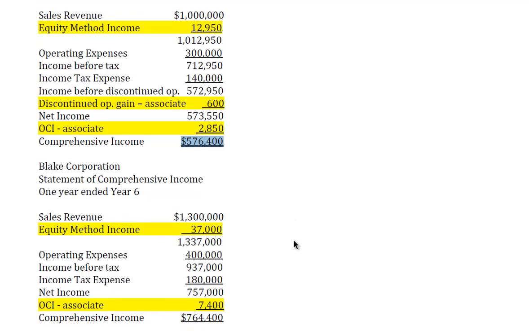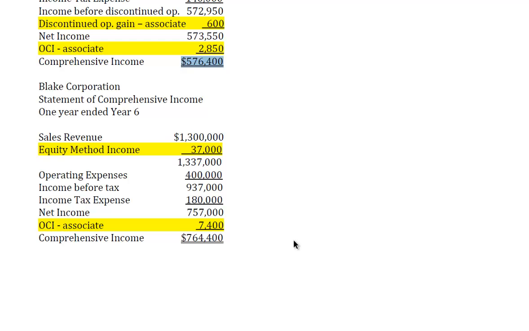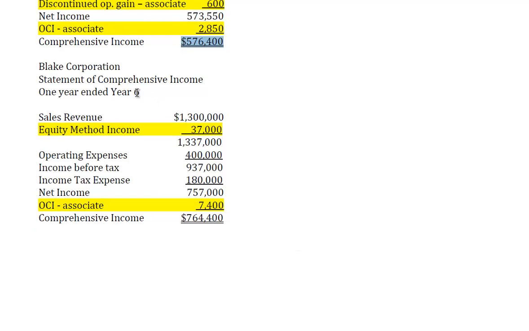Similarly, here in year 6, we're doing the exact same thing. The only difference in this part for year 6 is that Sturgis, the associate, didn't have any discontinued operation. So we're only picking up our share of the continuing operations after tax of Sturgis, and again, our share of Sturgis's OCI.